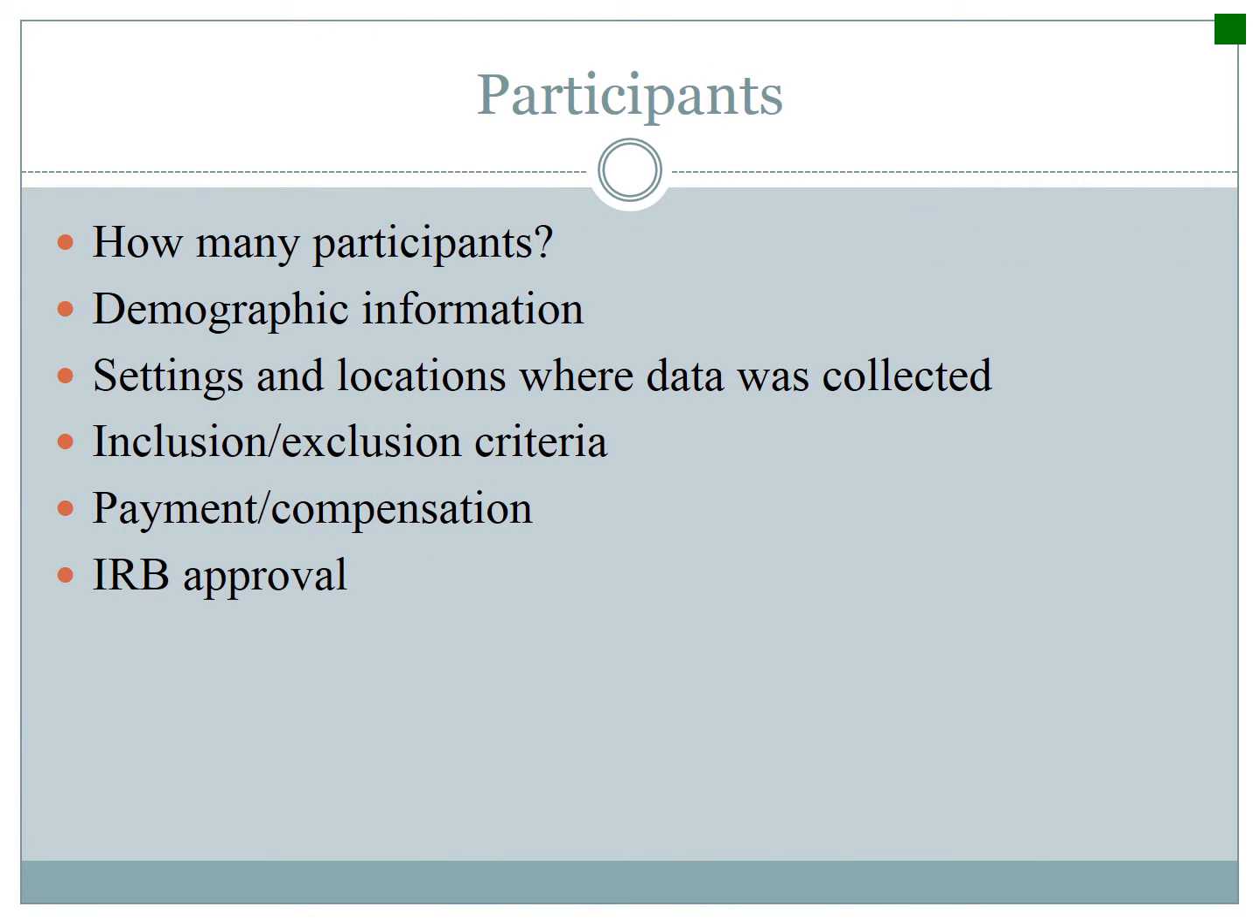For writing up the participants section, you want to make sure that you include how many participants were in your study, demographic information such as ethnicity or race, settings and locations where data was collected, inclusion and exclusion criteria, payment and compensation, and the IRB approval.